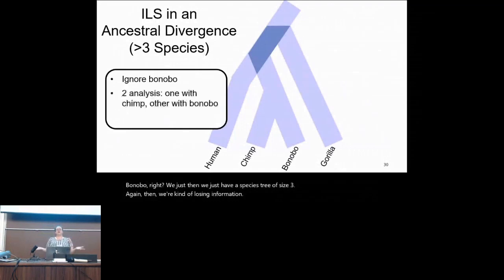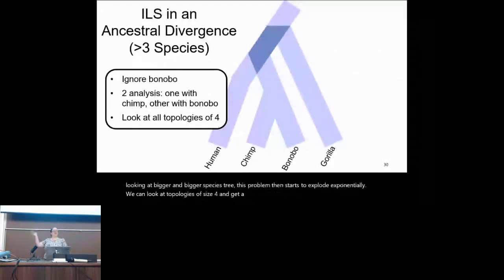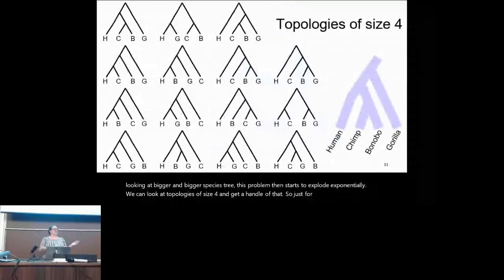We could do multiple analyses. We can do one with bonobo and one with chimp, and we can compare or contrast. The problem is that we've introduced non-independence between our 2 analyses. And in addition, if we're looking at bigger and bigger species trees, this problem starts to explode exponentially. We can look at topologies of size 4 and get a handle on that. Just for everyone's brief overview, please trust me, these are all 15 of the different topologies of a species tree of size 4.